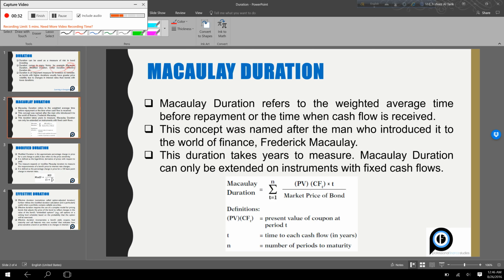So let's see the Macaulay duration. The Macaulay duration refers to the weighted average time before the repayment or the time when the cash is received. For example, if you look at this formula, the formula refers to the present value of the cash flow multiplied by T divided by the market price of the bond. So the weight is taken as the present value of the bond divided by the market price of the bond, and time is multiplied by that. And then you sum up over the period.